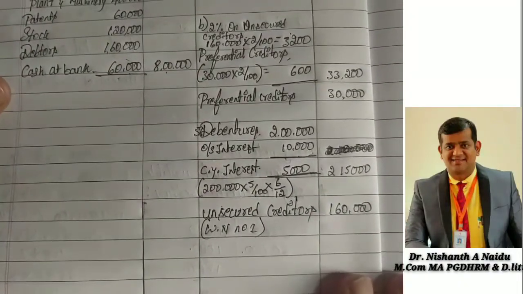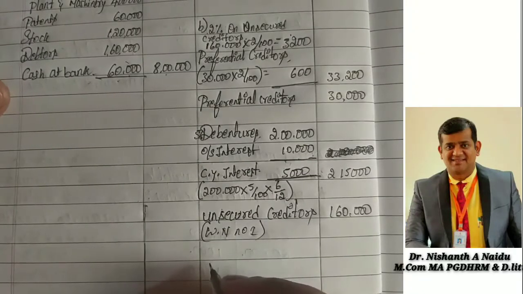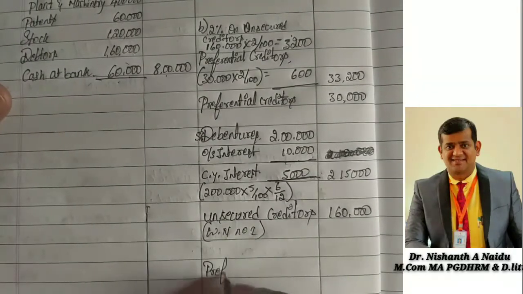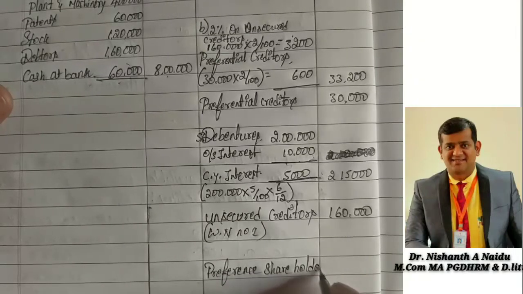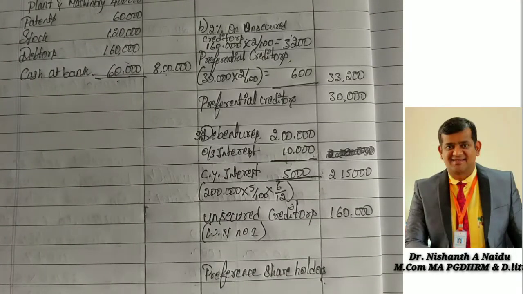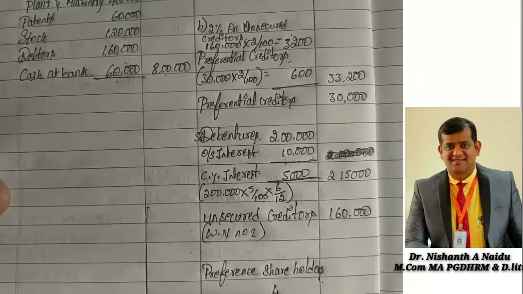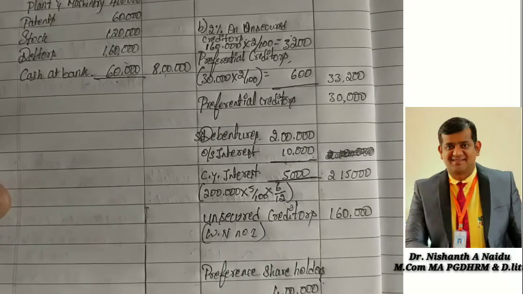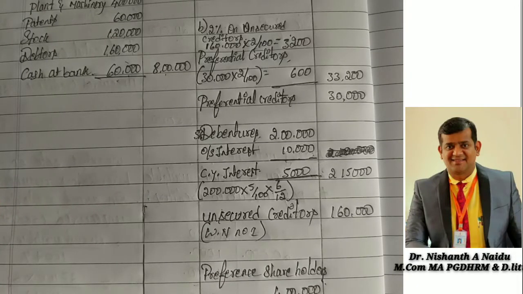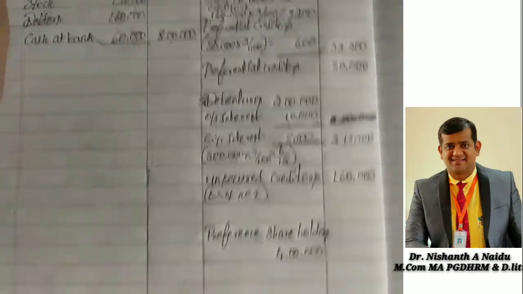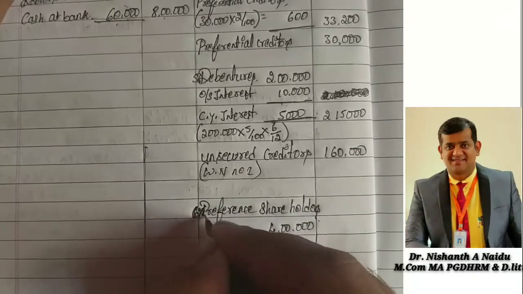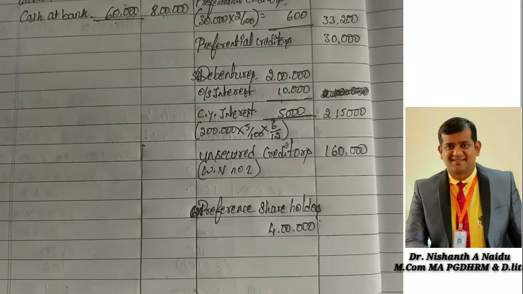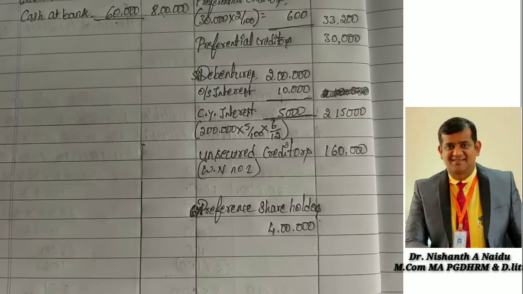So next is preference shareholders. We have to pay whom? Preference shareholders. So how much are we supposed to pay? We are supposed to pay them 4 lakh rupees. Correct. In the last year balance sheet you can see preference shares of rupees 100 each. So that is 4,00,000 of 6% preference shares. So you should remember this 6%.